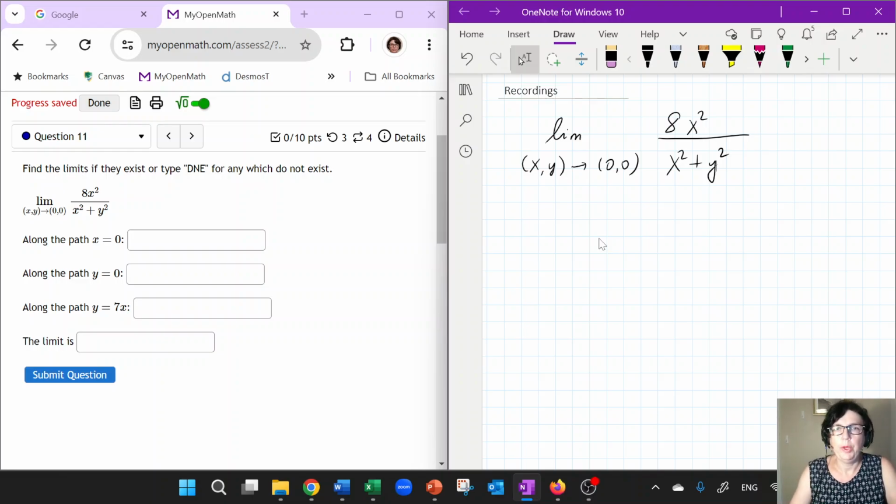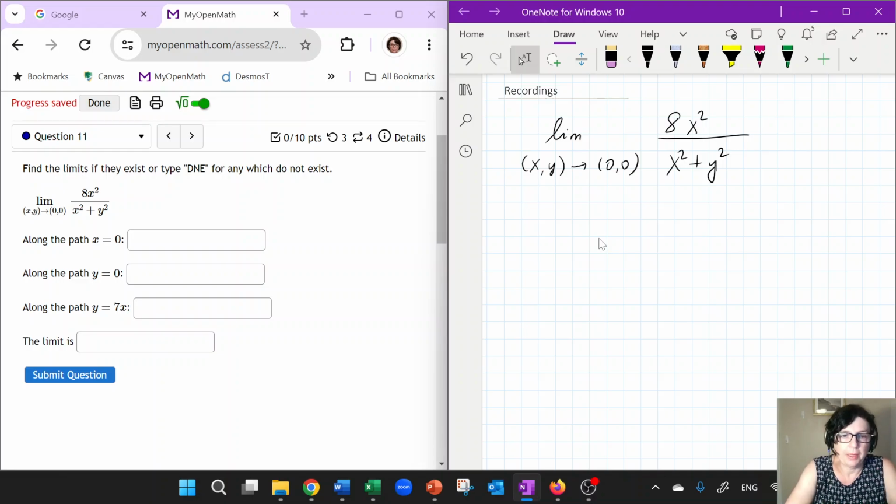In this example, we're going to take a look at evaluating a limit whenever x and y both approach 0. And in this case, because we have a situation of two variables, the limits are going to be a little bit harder to compute, because whether you approach (0, 0) from, let's say, the x-axis or the y-axis or some other path, you should always get the same answer. And in this case, that's just not going to happen.